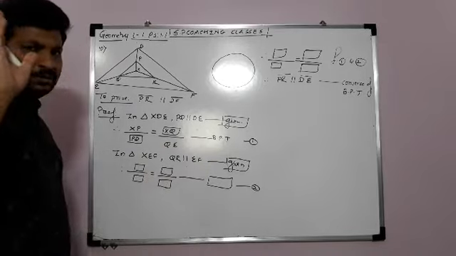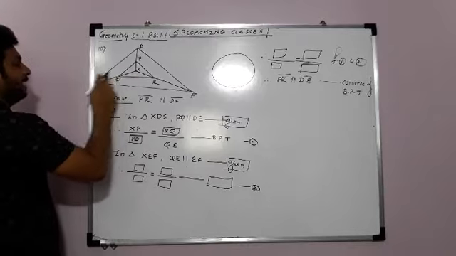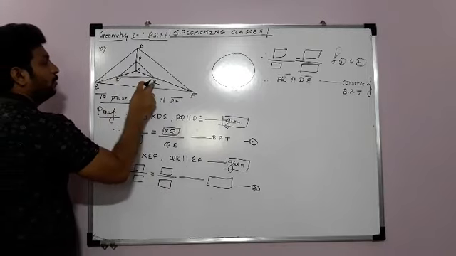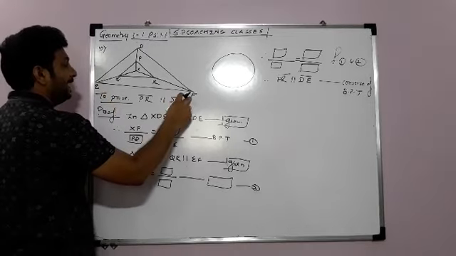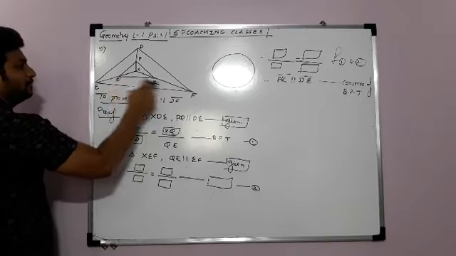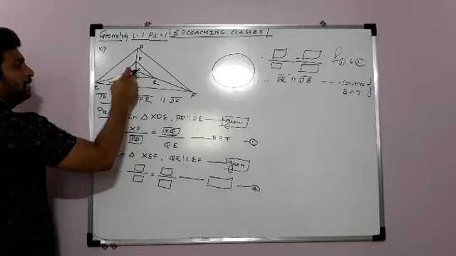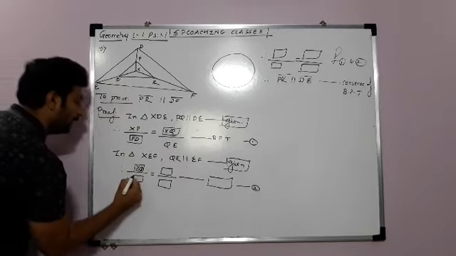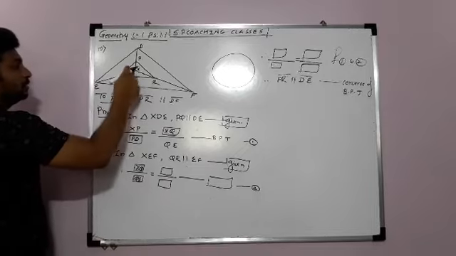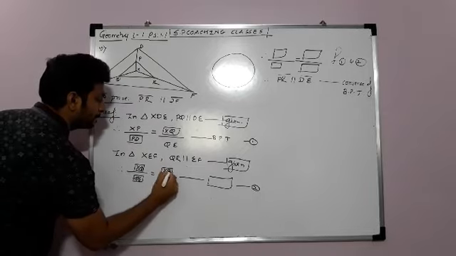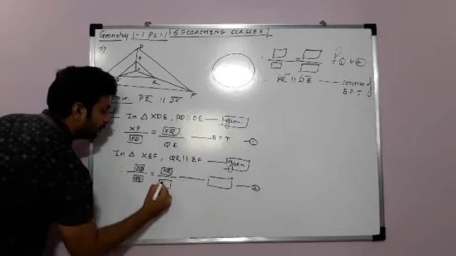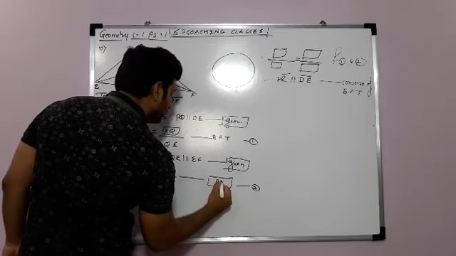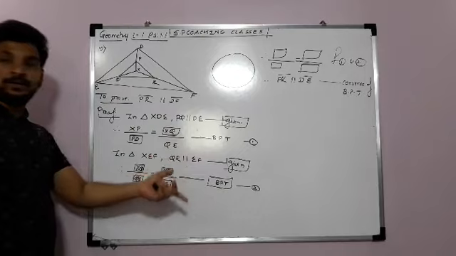Got it? On the similar basis, again in triangle XEF, QR is parallel to EF. So again guys, QR is parallel means again we will apply the BPT theorem. XQ upon QE is equal to XR upon RF. Got it? Again, basic proportionality theorem. Hope you got the blanks.